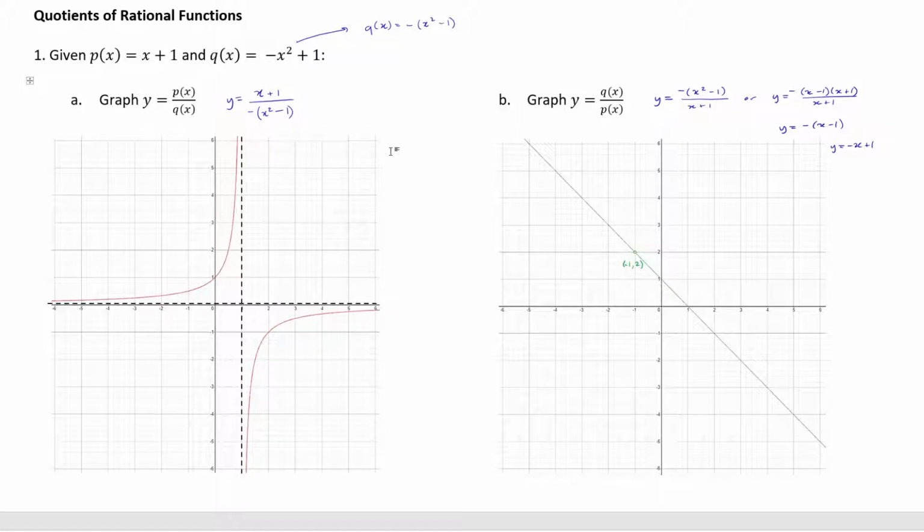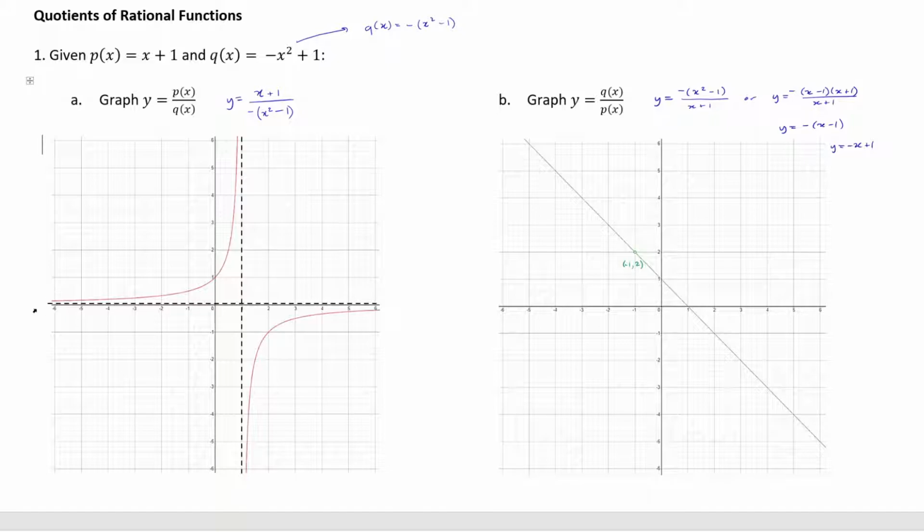Okay, so hopefully you paused the video and now you're back. The first function that we've done here is x plus 1 over negative x squared minus 1. As you can see, we have two asymptotes. Let's start with the vertical asymptote because the vertical asymptote is the easiest to see. Is there a value for x that would cause the denominator to be equal to 0? Yes, 1, because 1 squared minus 1 would be equal to 0, so we have to have a vertical asymptote there.